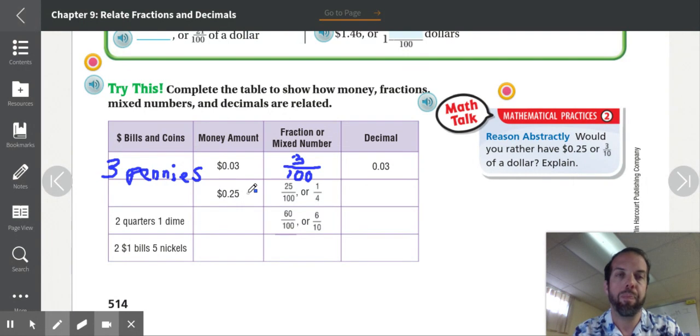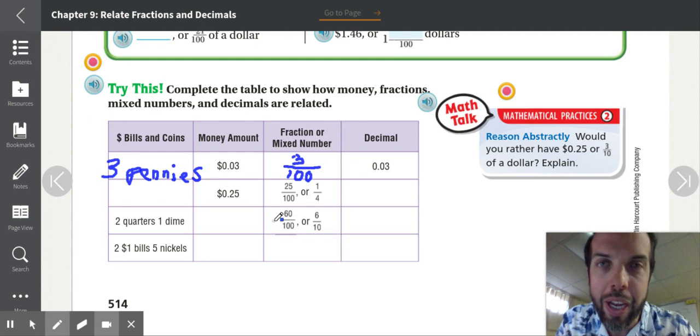So, does anybody out there in quarantine land know what coin would represent 25 cents? Is anybody out there raising their hand? Let me see.